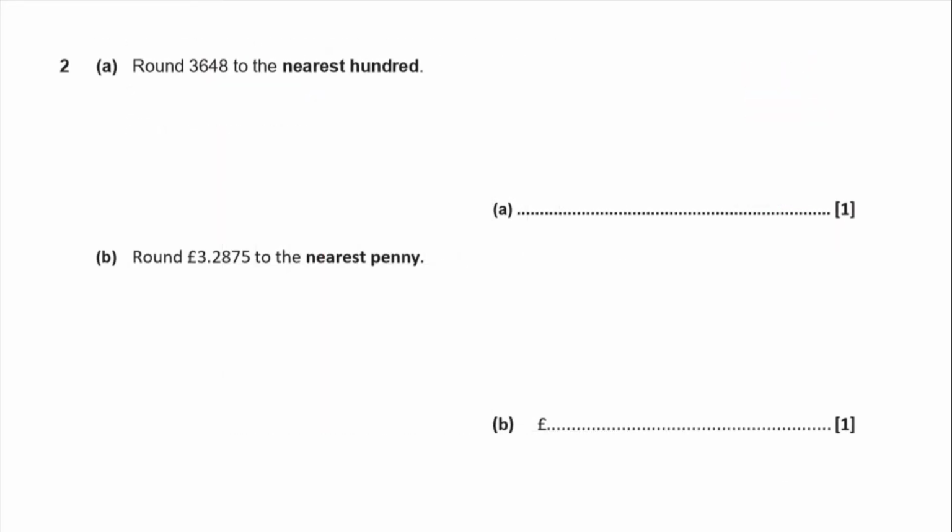Question 2a. Round 3,648 to the nearest hundred. Okay, so which digit is the hundreds? It's that 6, isn't it? That's where we're going to be rounding off after.